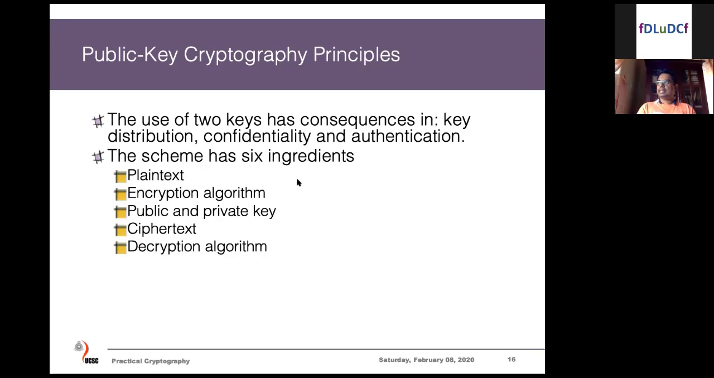Algorithm-wise, symmetric ciphers like DES have identical encryption and decryption algorithms. But when I discussed the advanced encryption standard, I mentioned that we use two different algorithms for that: encryption is one algorithm and decryption is the other. In public key cryptography, encryption and decryption are always two different algorithms, and we have two different keys, the public key and the private key. Usually encryption goes with the public key, and decryption goes with the private key.